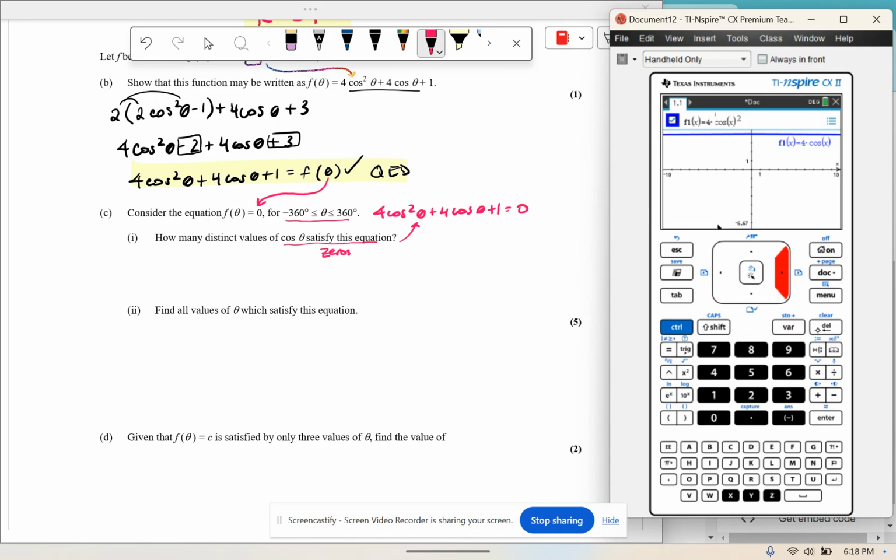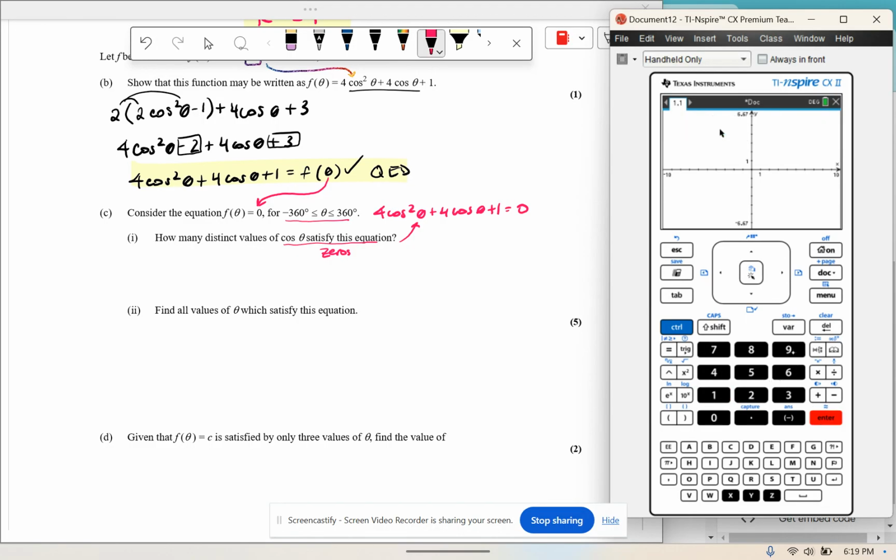Okay, this thing is making me mad. Okay, there we go. Plus 4 cosine of x plus 1, sorry. Is that right? Yeah, looks good.